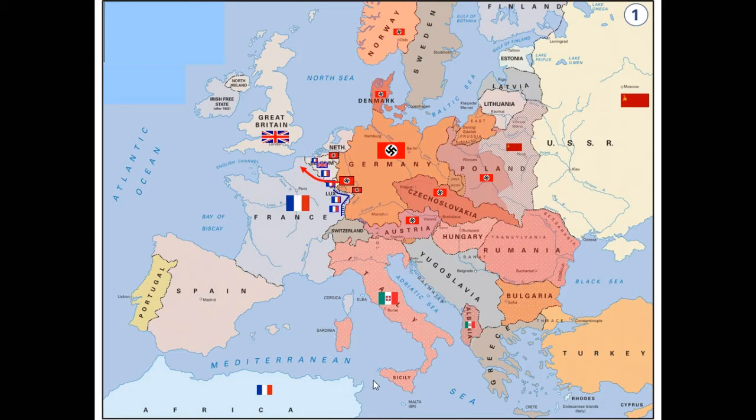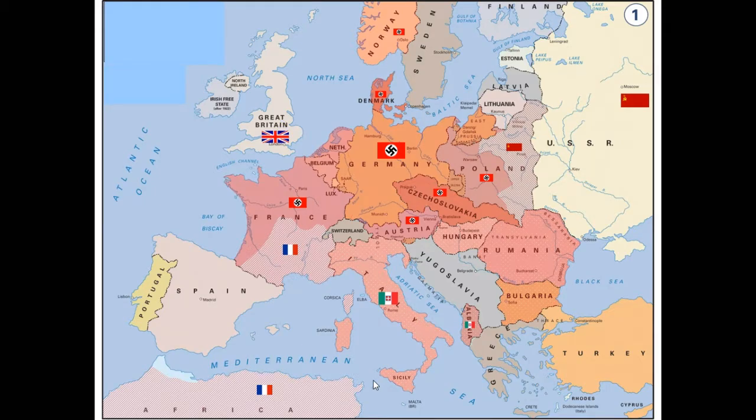Germany then launched an attack, cutting through the Maginot Line, forcing the French and British forces back to the city of Dunkirk. Great Britain was able to rescue those forces, but France fell to the Nazis. The country was split in two. That left Great Britain alone fighting the Nazis.